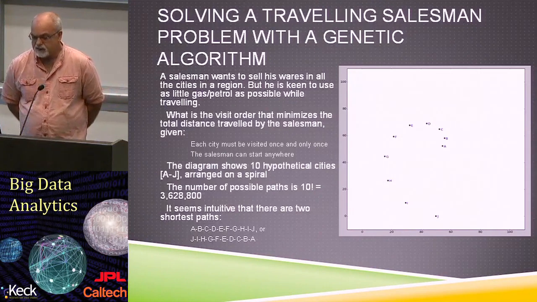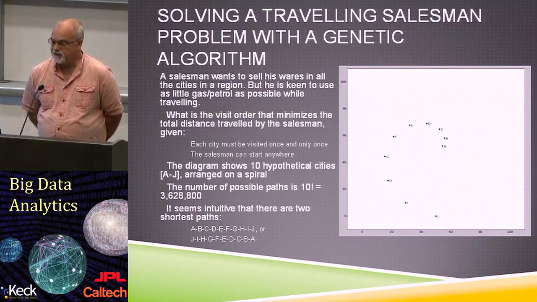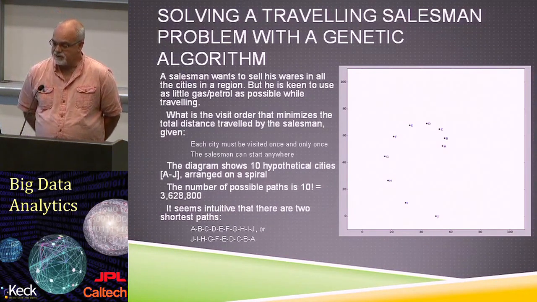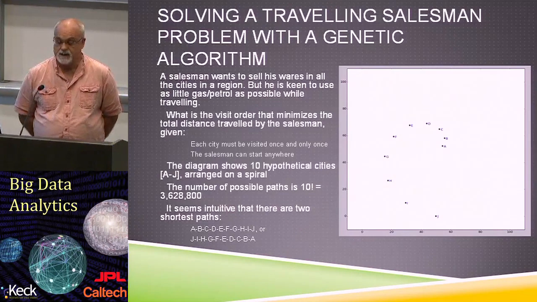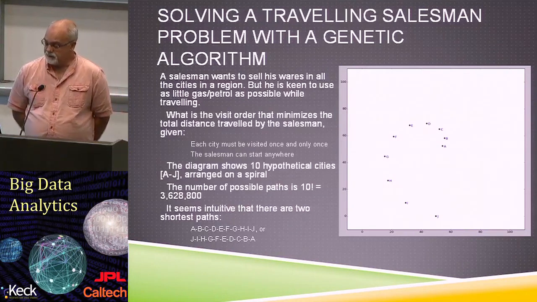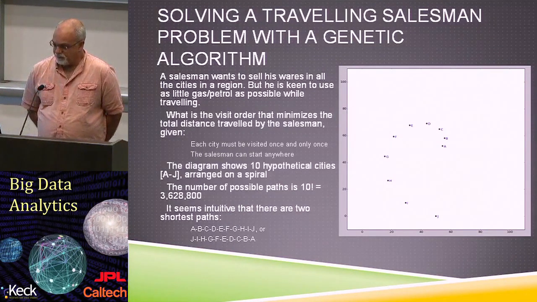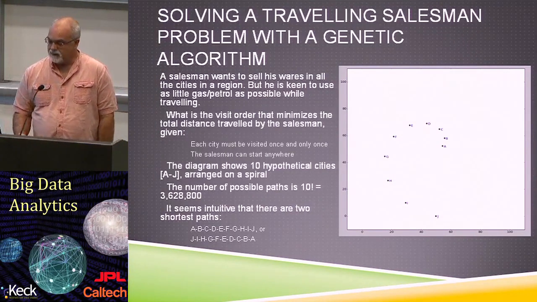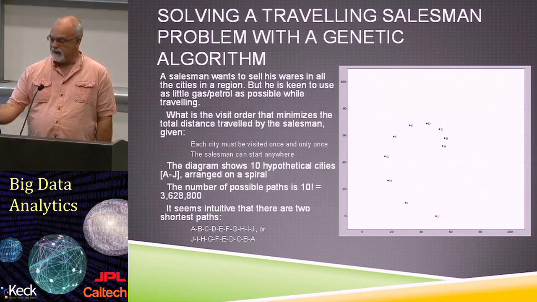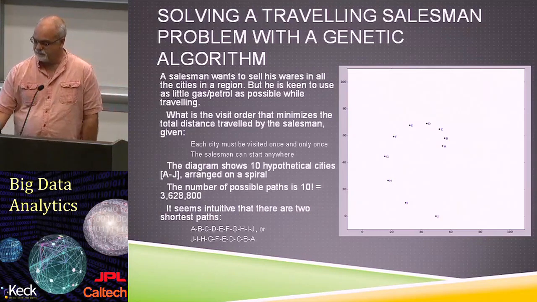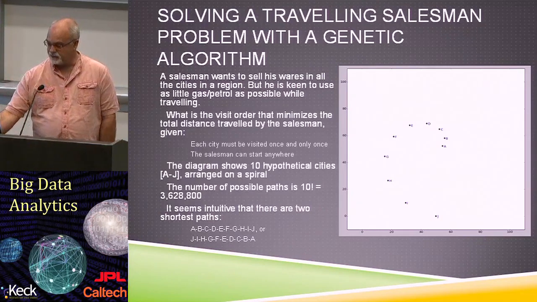So we've got these 10 hypothetical cities, and if you look at the number of possible paths, then it's 10 factorial, which is just over 3.5 million possible solutions. Now, of course, if you've got a large computer, you could probably look at each one of those, but that's not a very elegant way of doing it. It does seem intuitive when you look at this diagram, and why I chose this spiral, that the shortest paths are in fact going A, B, C, D, E, F, G, H, I, J, or in the reverse order. So we'd expect our genetic algorithm to come to that solution.